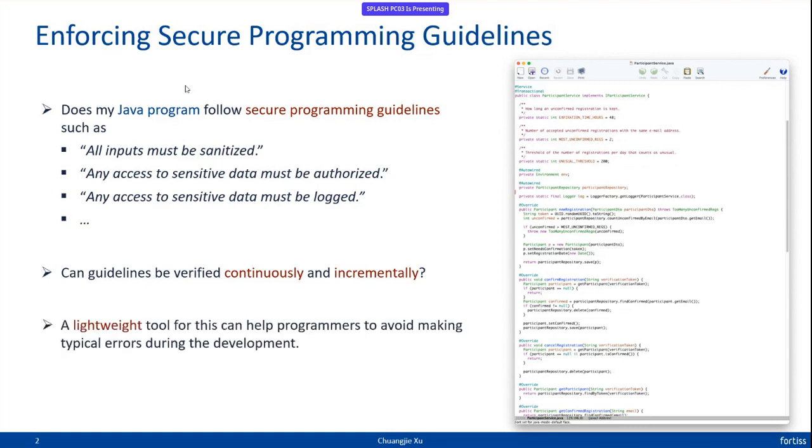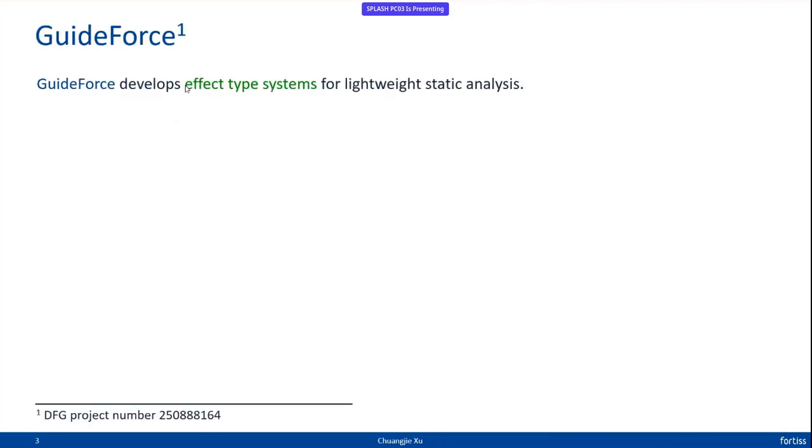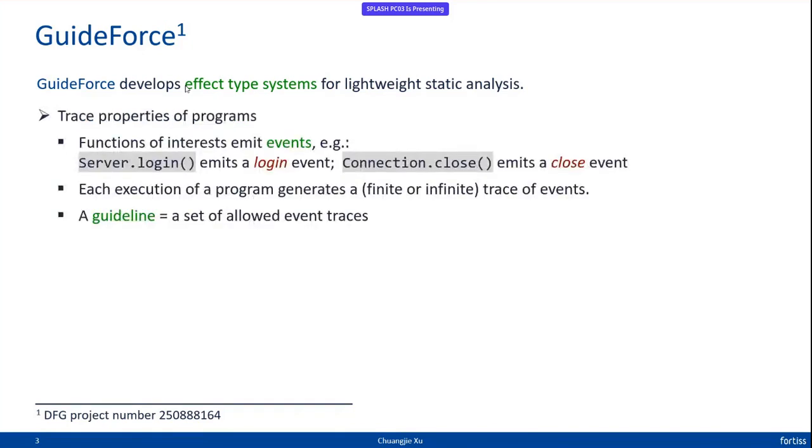And why? Because I think if we have a lightweight tool for this, then we can help the programmers to avoid making some typical errors during their development. Okay, so we have a project called Guide Force, and in this project, we have developed several effect and type systems for lightweight static analysis. Here we are mainly using this kind of analysis for trace properties.